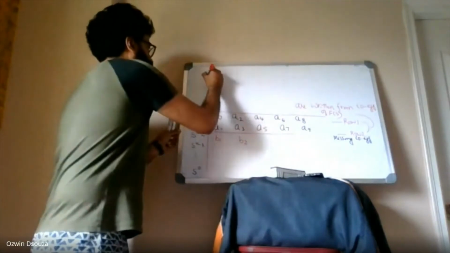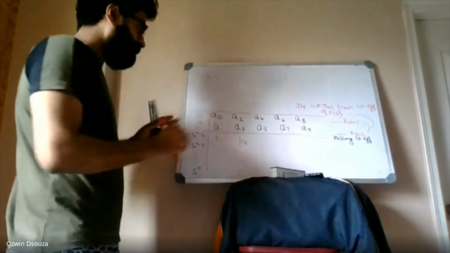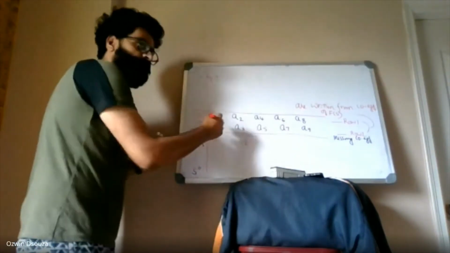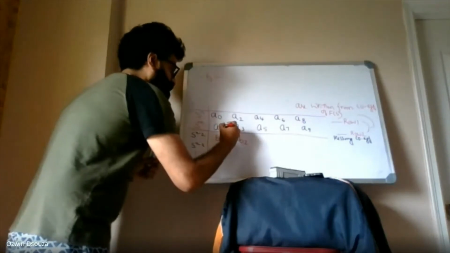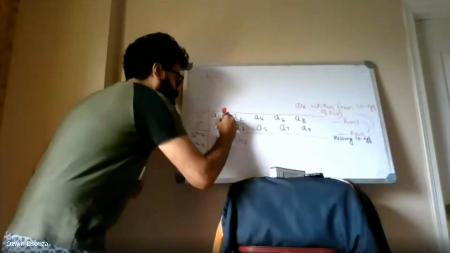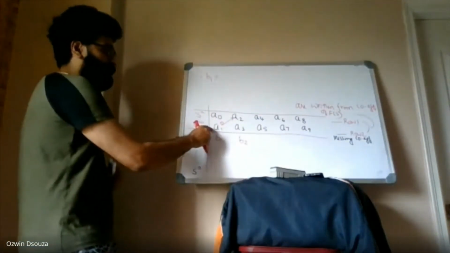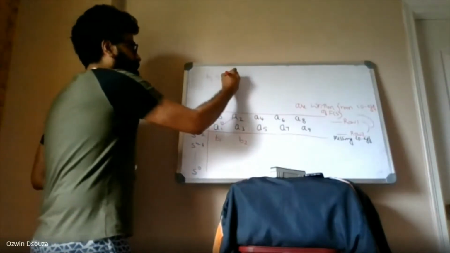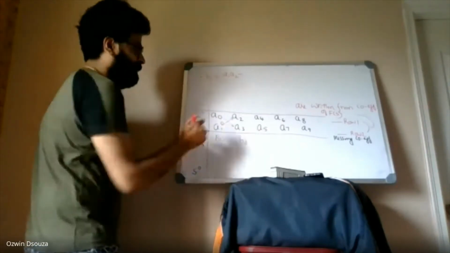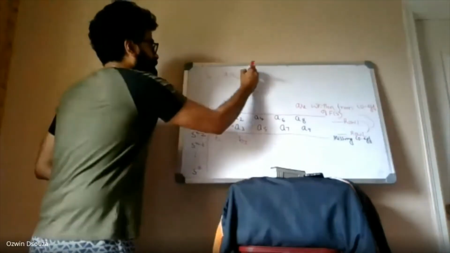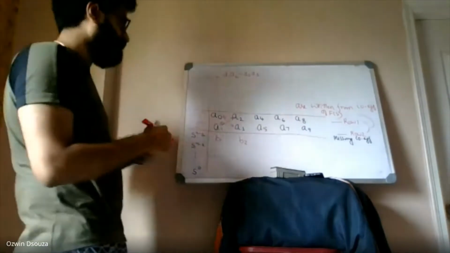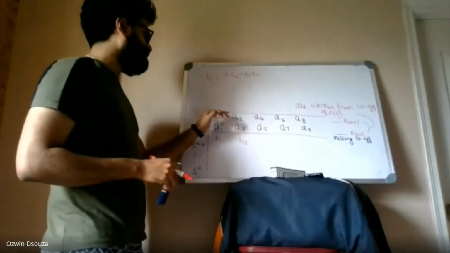So first, let me write B1. B1 is found by multiplying. Please watch the multiplying sequence. Multiply A1 with A2. This should be the first multiplication priority. That is, A1 needs to be multiplied with A2. So A1 into A2 minus the off diagonal, A0 into A3. This should be your second priority. So you have to multiply A1 into A2 minus A0 into A3.